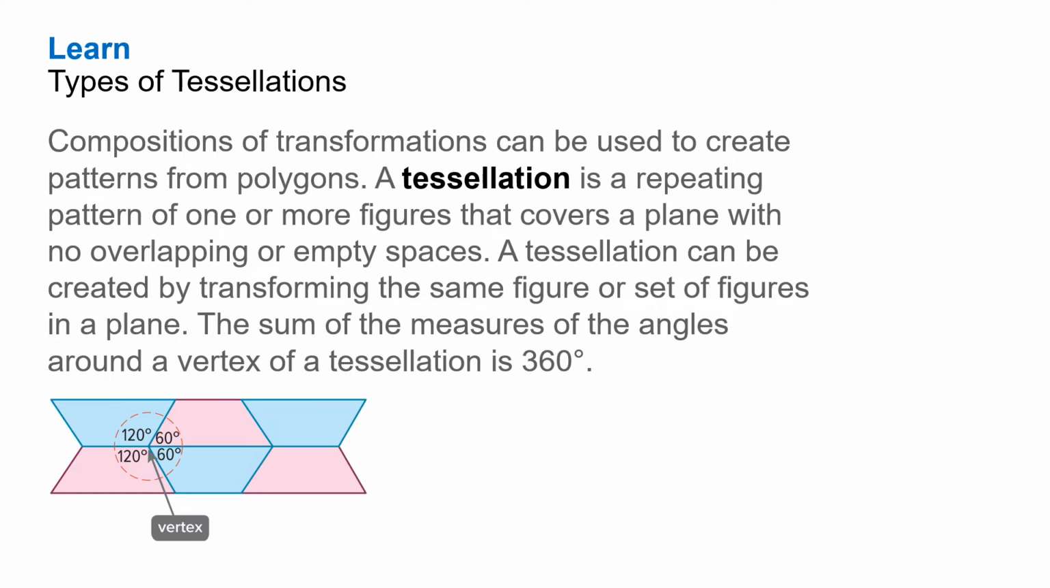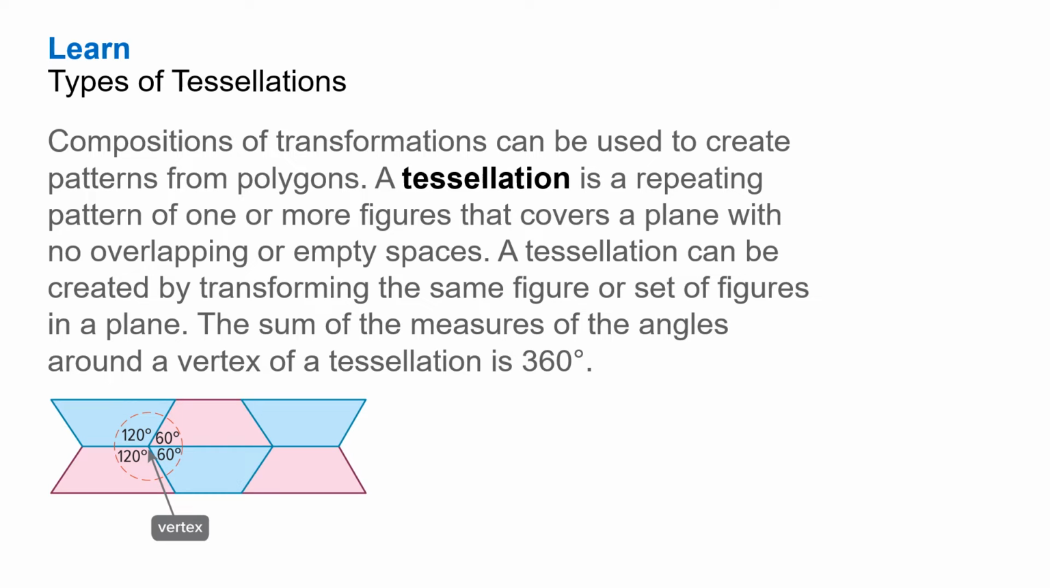Composition of transformations can be used to create patterns from polygons. A tessellation is a repeating pattern of one or more figures that covers a plane with no overlapping or empty spaces. A tessellation can be created by transforming the same figure or set of figures in a plane. The sum of the measures of the angles around a vertex of a tessellation is 360 degrees.